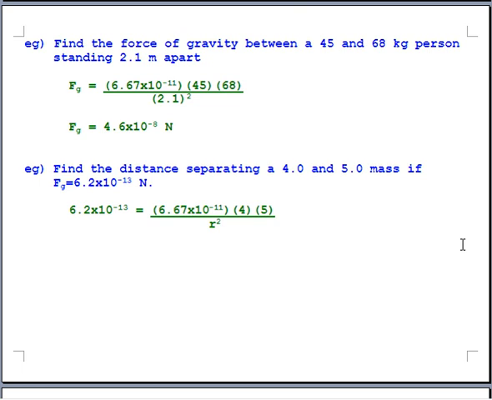So in this case, we're looking for r, which means we actually have to solve for r squared first. In this case, the algebra, you would multiply both sides by r squared, and then divide by 6.2 times 10 to the negative 13. So the r squared and that FG kind of just do a little switcheroo. Plug that into your calculator. Don't forget to take the square root. You'd end up with 46 meters separating those 2 masses.